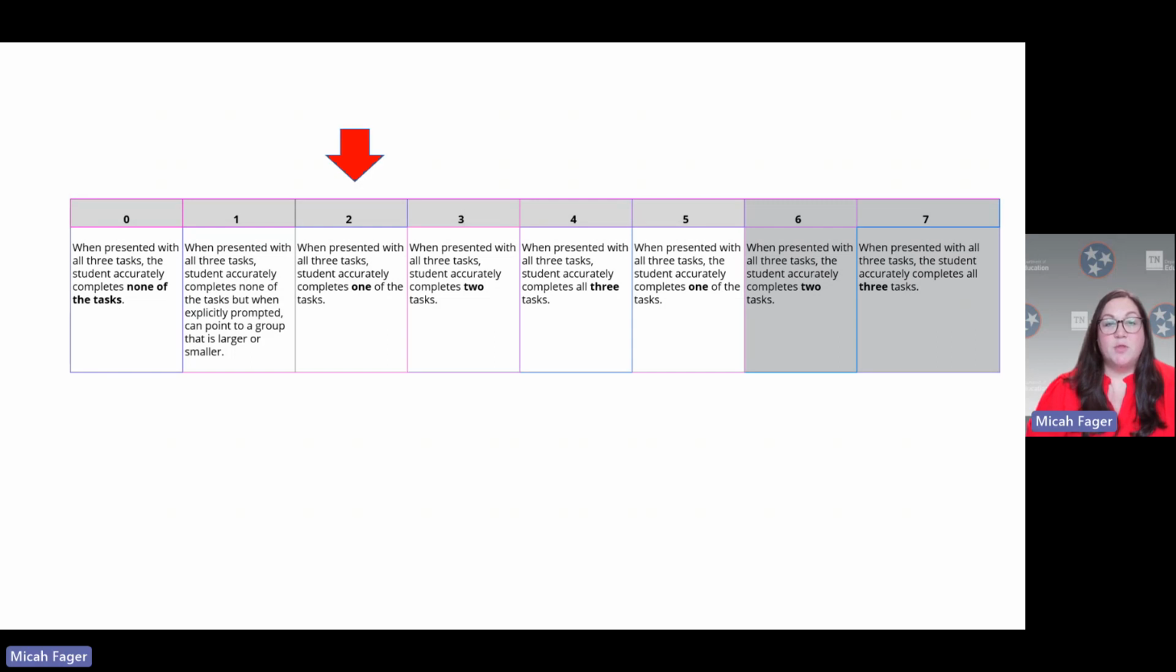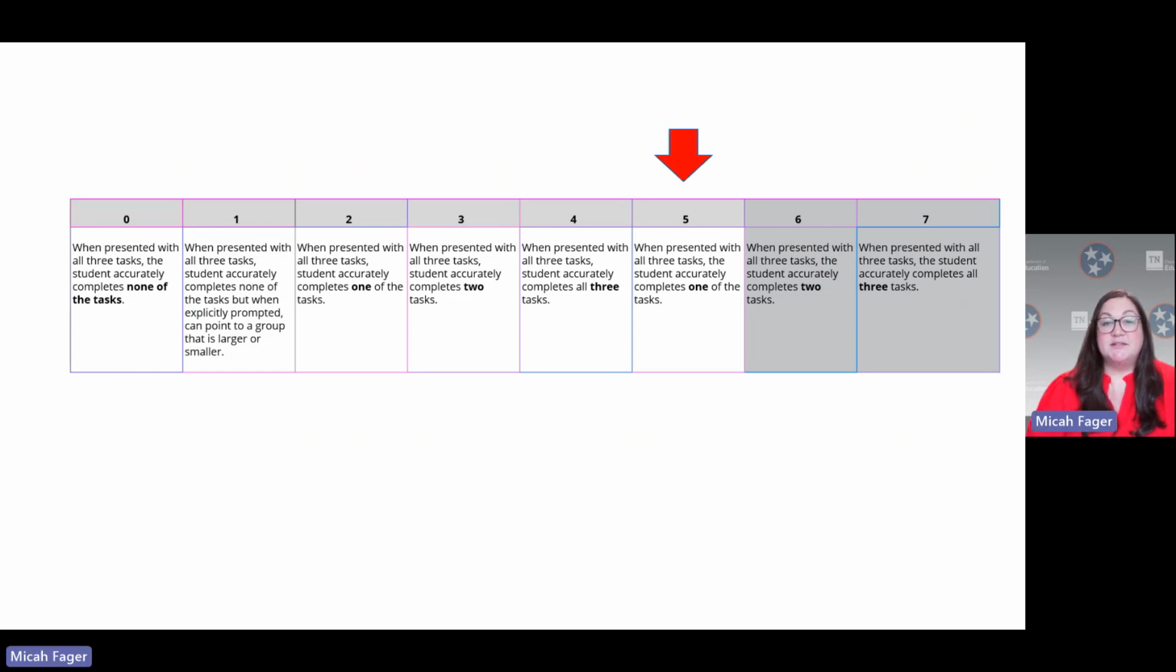When presented with all three tasks and the student accurately completes one of the tasks, then the student work receives a level 2. To receive a level 3, the student must accurately complete 2 of the tasks. And to receive a level 4, the student must accurately complete all 3 tasks. Remember, levels 0 through 4, the student may point to which group has more than, less than, or identify that they are the same amount.